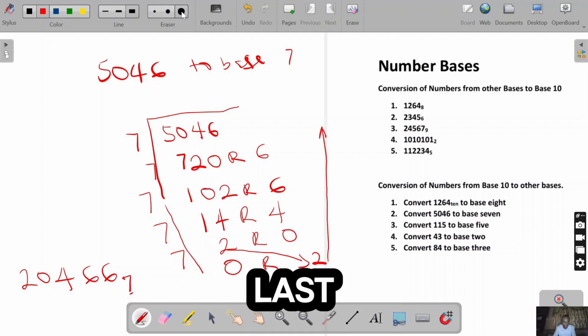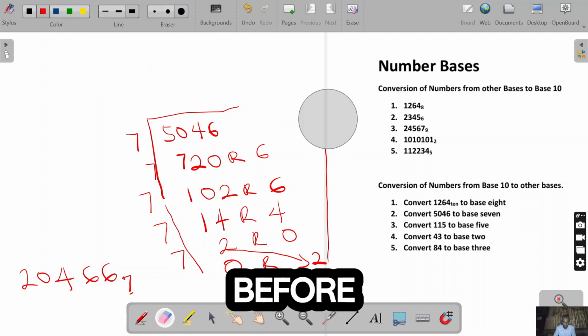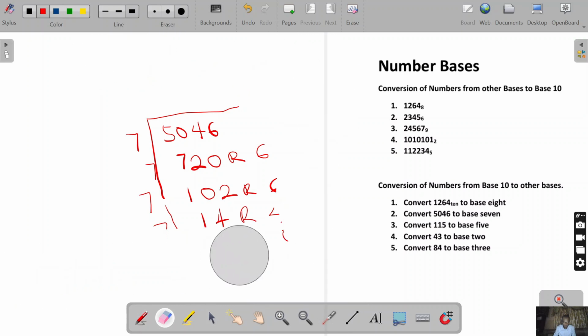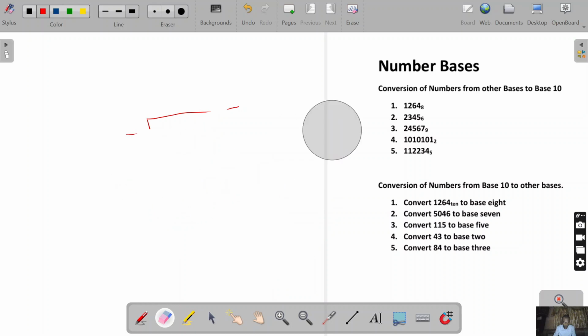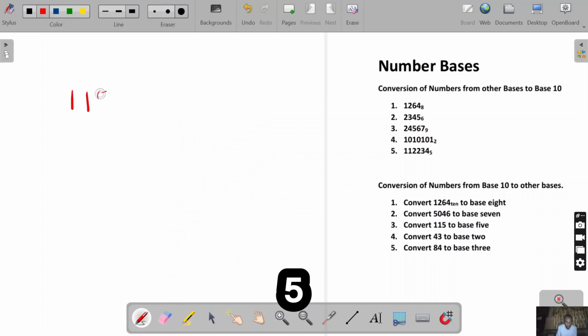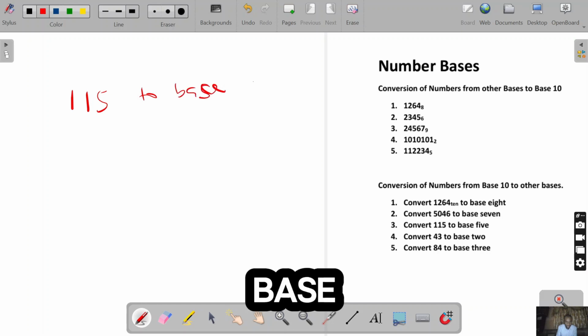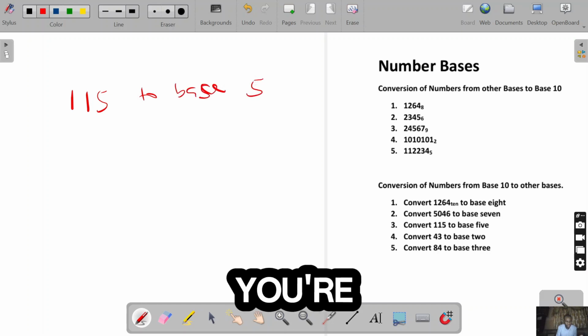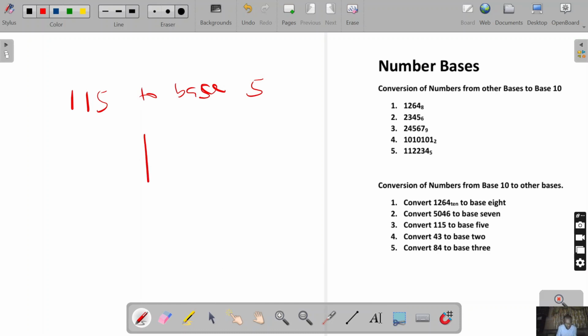Lastly, let's solve the last one for today before we call it a day. 115 base 10 to base 5. 115 to base 5. Again, when you are converting from base 10 to other bases, you just divide, long division.